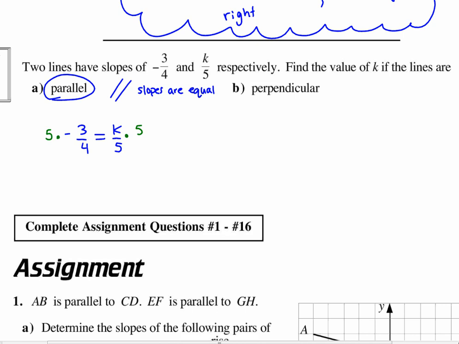So 5 times -3/4. You can type that in your calculator if you want. Or, if you're multiplying fractions, 5 times, same as 5/1. How do we multiply fractions? Straight across. So it becomes -15/4. Or, what is that as a decimal? Or -3.75. Either or is good.